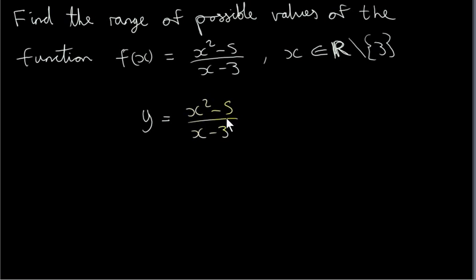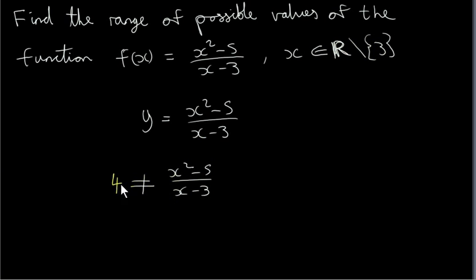Now it turns out that there are certain values that are not outputted from this function. One such value is 4. Actually, there are a range of values that are not outputted from this function. 4 happens to be part of that range. In other words, 4 is not equal to x squared minus 5 divided by x minus 3 for any value of x. Any value of x.